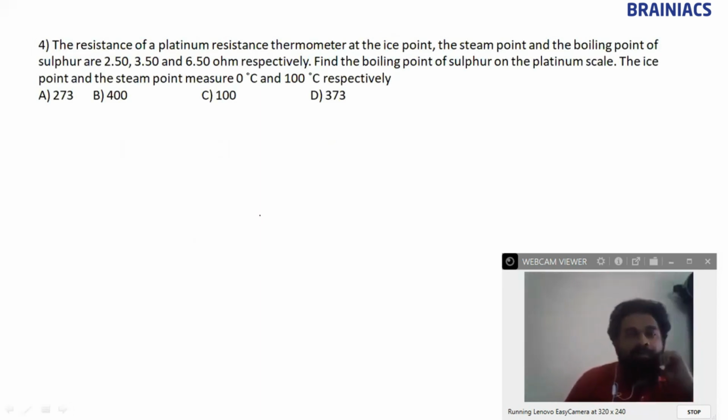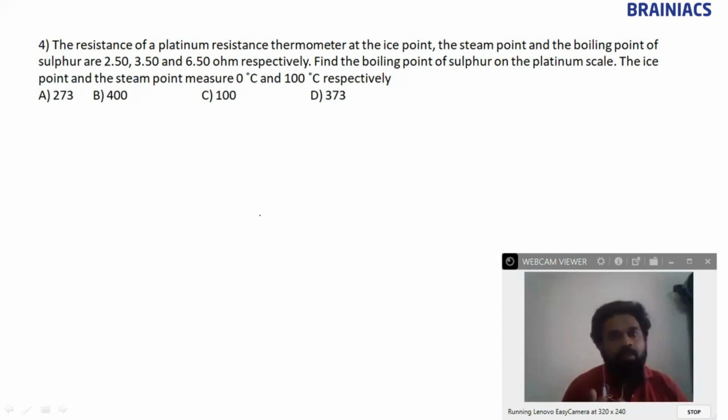The resistance of platinum resistance thermometer at the ice point, steam point, and boiling point of sulfur are 2.50, 3.50, and 6.50 ohm respectively. So the resistance of the platinum thermometer at the ice point, steam point, and boiling point of sulfur are given. Now what we need to find is the boiling point of sulfur on the platinum scale. Ice point and steam point are given. So the boiling point of this we need to find out.